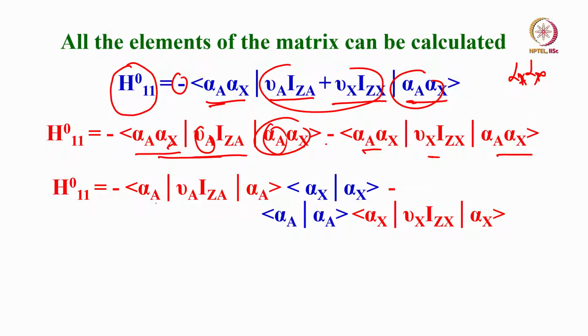So I can write like this: ⟨α_A| ν_A I_ZA |α_A⟩ with ⟨α_x|α_x⟩. Since α_x is taken out here, it will become ⟨α_x|α_x⟩. Similarly, this term I write as minus of, now this x is operating, so I can take out α_A: ⟨α_A|α_A⟩, and ⟨α_x| ν_x I_Zx |α_x⟩.